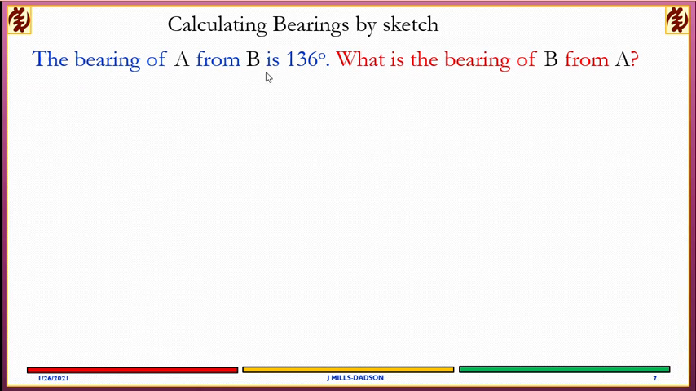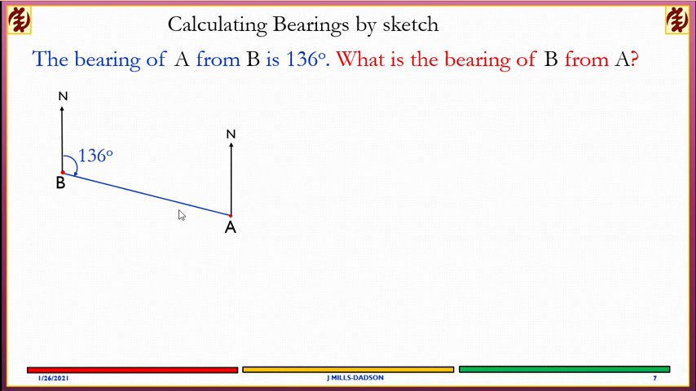So we start with point B and we create an obtuse angle of 136. It's a sketch, it doesn't have to be perfect. So you know this is an obtuse angle. So this is your B, this is your obtuse angle, and that's where A is. So if you want to know A to B, create your north line on A, and you need to calculate this angle.